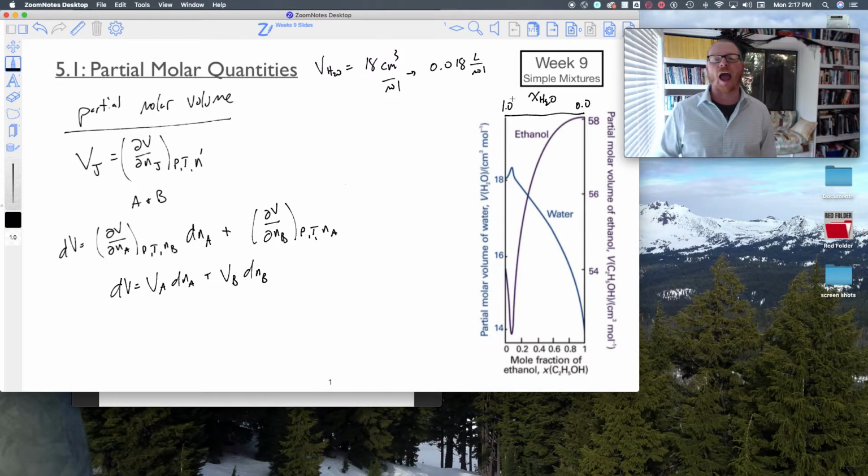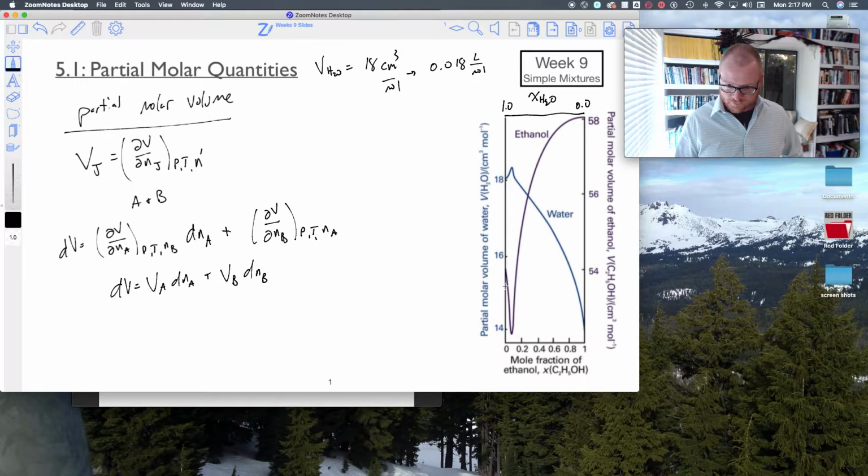And what we note now is as we start adding ethanol, there are some really interesting things that start happening. There's this particularly interesting thing that's occurring at a mole fraction of about 0.1. So the water is swelling as a result.